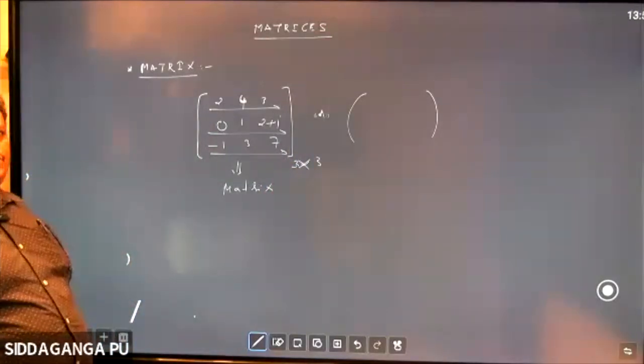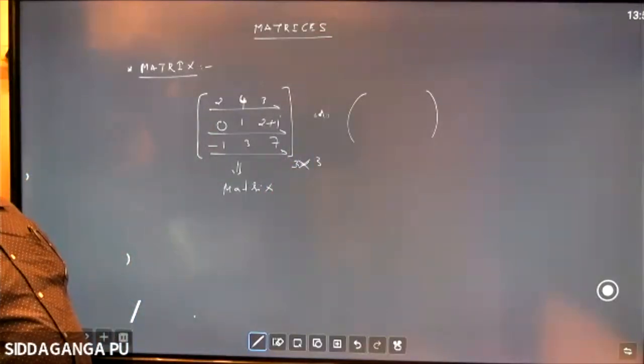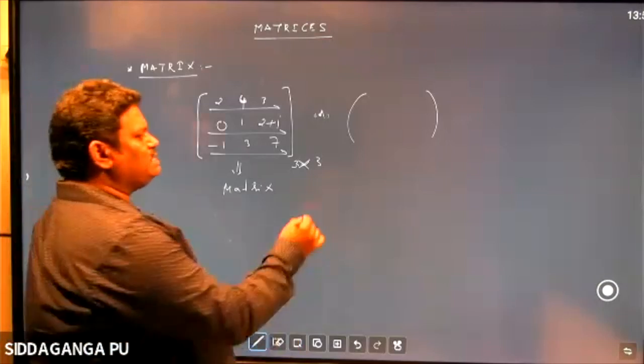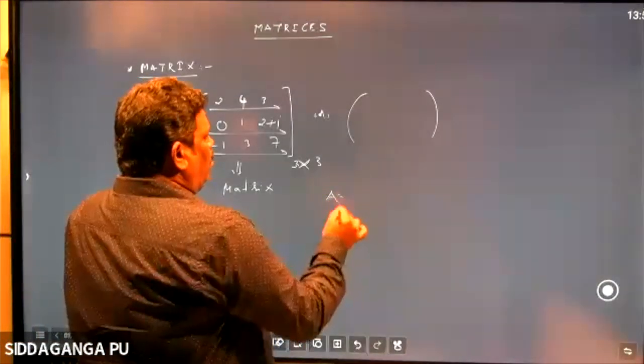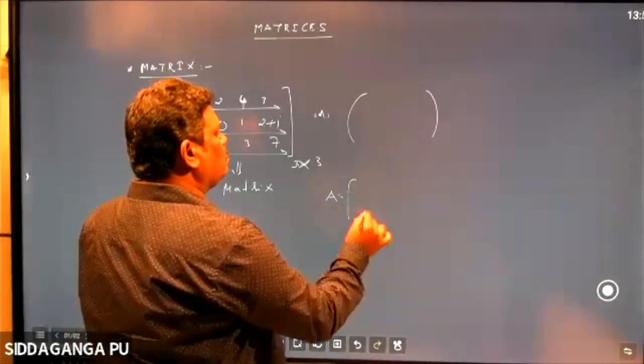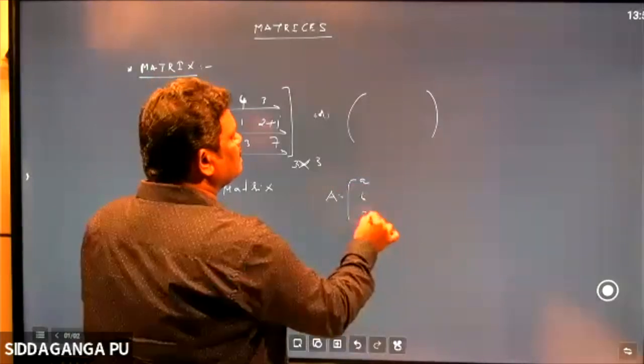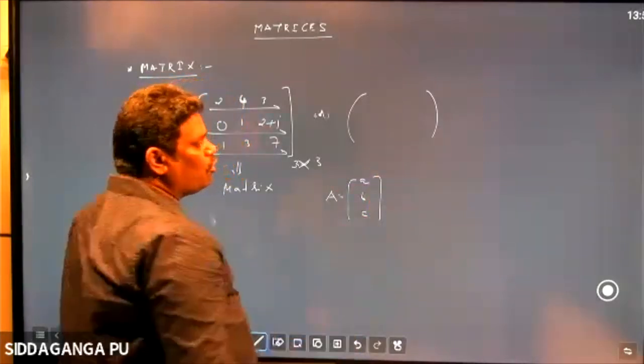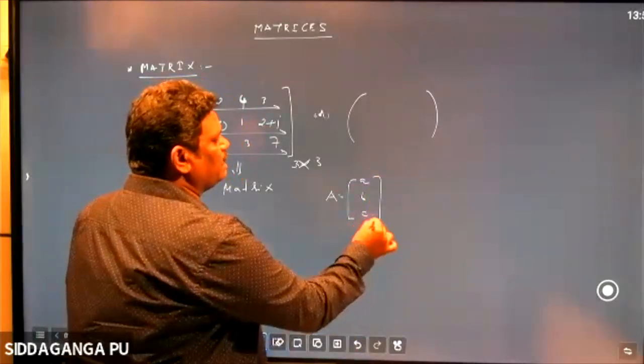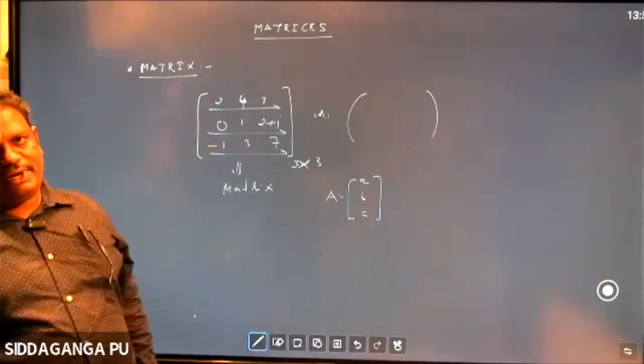Generally matrices are denoted with capital letters. For example, we can take matrix A equal to a, b, c as a column. Now in this matrix, how many rows and how many columns are there?